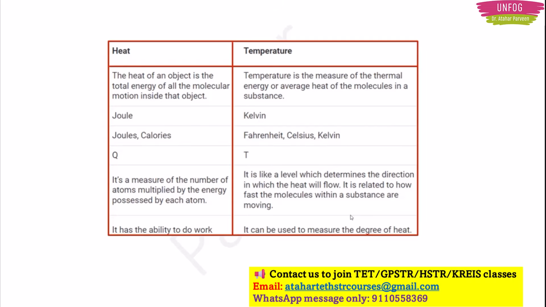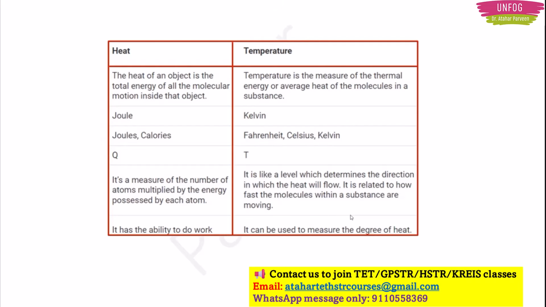Now because we told that heat is equal to the sum of the kinetic energy of the molecules, we can also say that it is the measure of the number of atoms multiplied by the energy possessed by each atom. Because we are talking about the sum of the atoms, right? But in temperature it is not like that. It is like a level which will determine the direction in which the heat will flow. And it is related to how fast the molecules within a substance are moving. Because we are talking about the average kinetic energy, right? Based on how fast the molecules are moving, we can calculate the average kinetic energy. That will give you temperature.